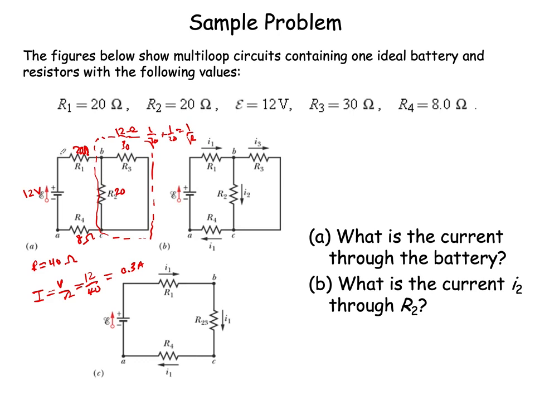Yeah, we have to figure out potential differences if we want to do that. You could figure out what the potential is at point B and at point C. And then you could figure out the current through this 20 ohm resistor. How would you figure that out?